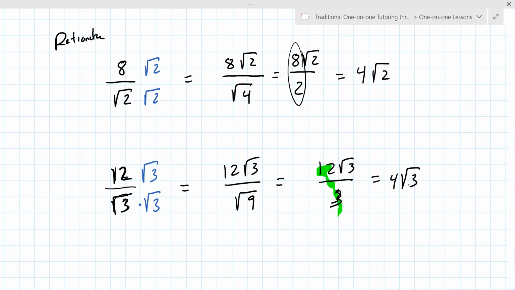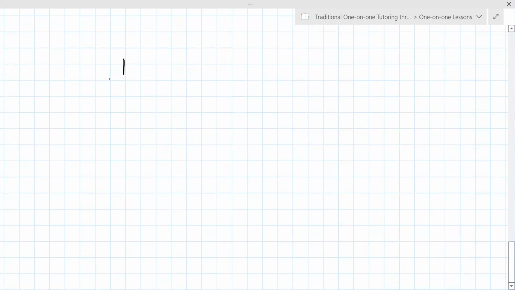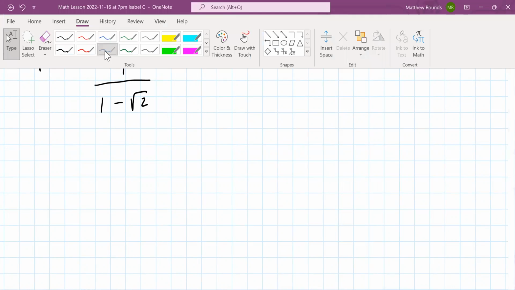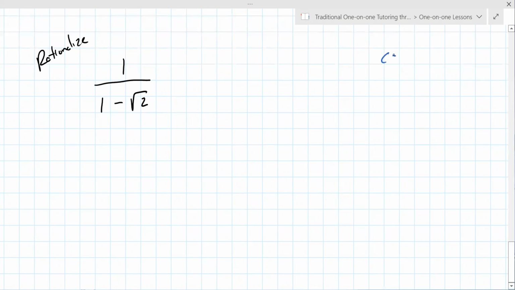Okay, so that kind of leads into being able to do the problem that you were asked to do. We're going to do a little bit of a simpler one to start out. So let's say you were asked to rationalize 1 over 1 minus square root of 2. So this time you cannot just multiply by the square root of 2. You actually have to multiply what's called the conjugate. And the conjugate in this problem, all you do is change this sign. So it becomes 1 plus the square root of 2.